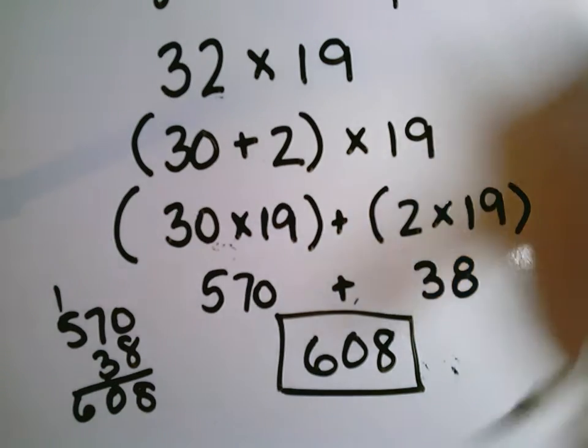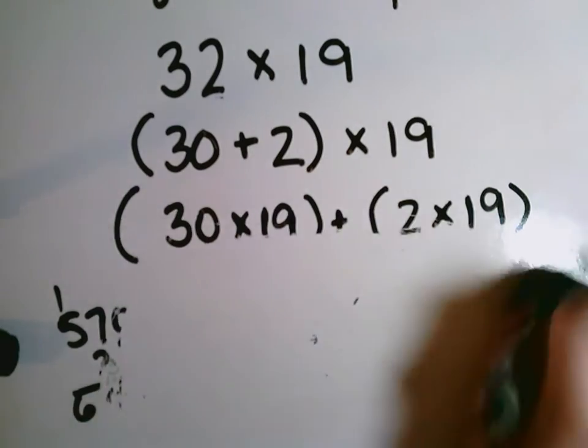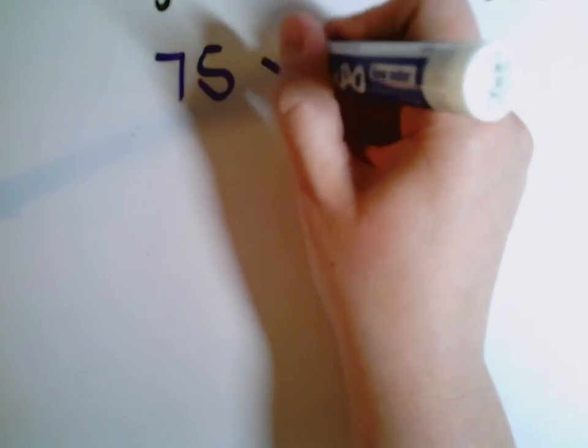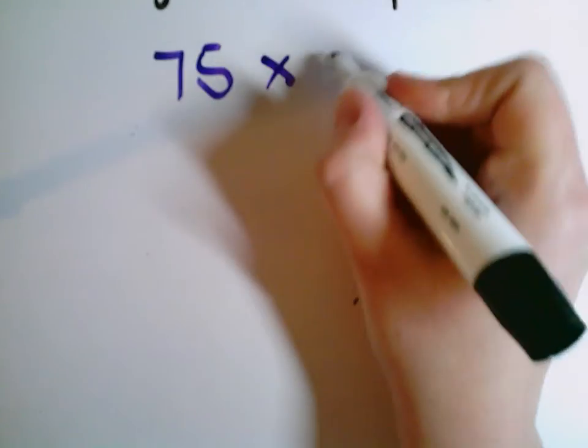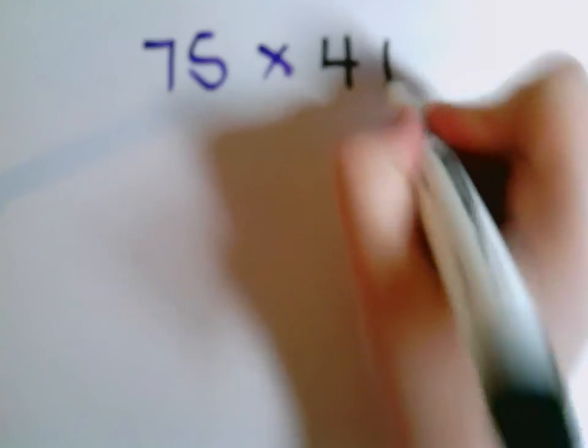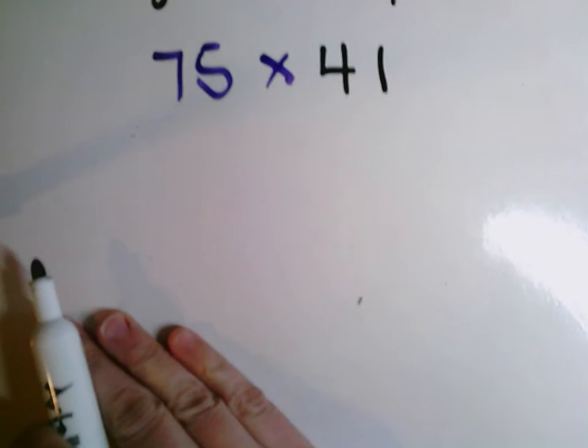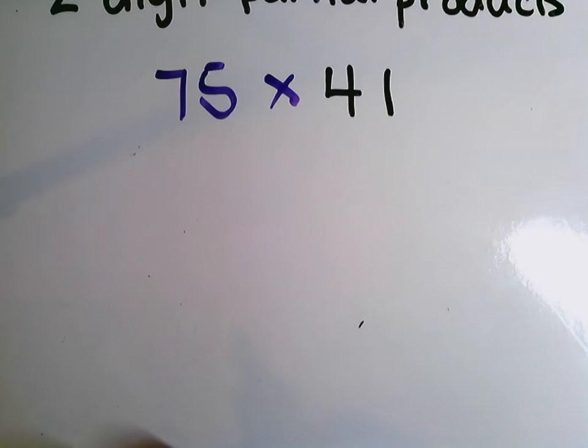Let's do another example. I'm going to color code this one a little bit. Okay, so my problem for this one is going to be 75 times 41. Let me get some different colors here. 75 times 41. And 75 is going to be the number I'm going to decide to break into my place value.